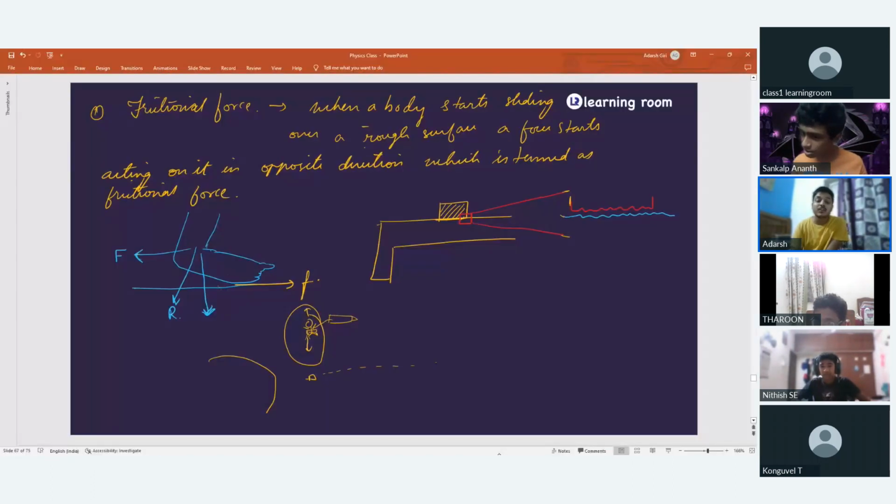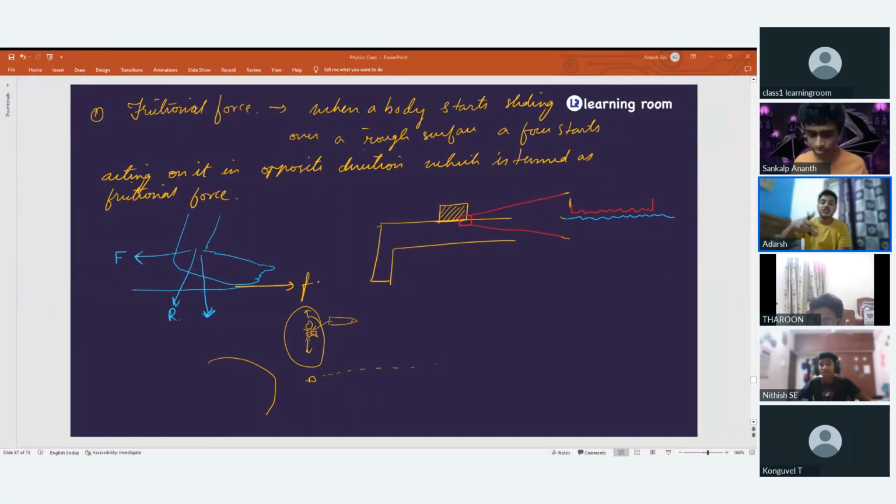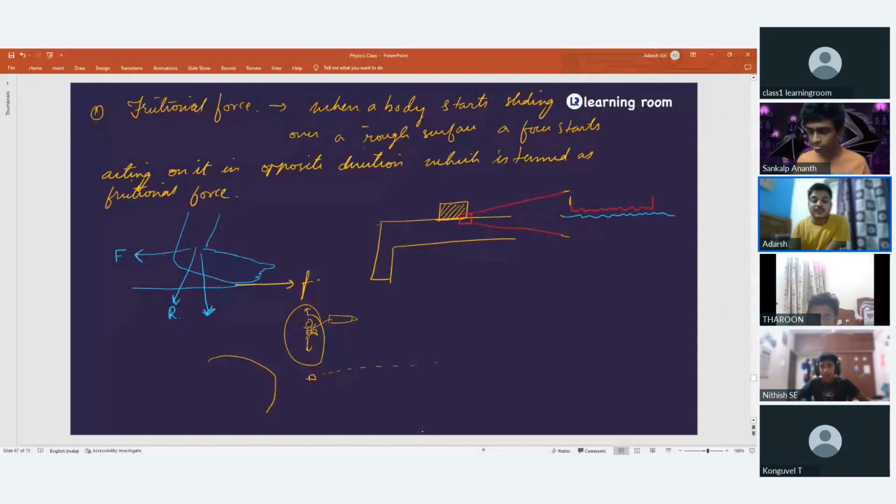What happens on the earth? If you throw a ball, the ball stops after some distance because of friction.